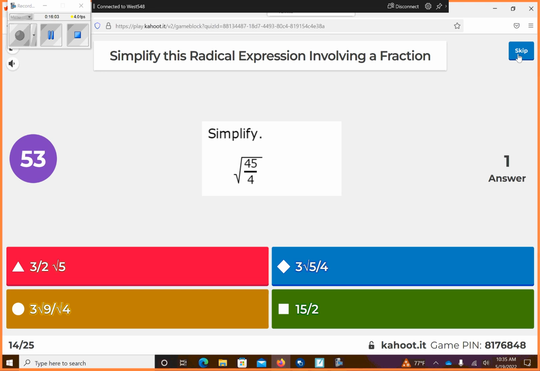The bottom will work just fine. But break 45 up into 9 and 5, and then do square root of 9.